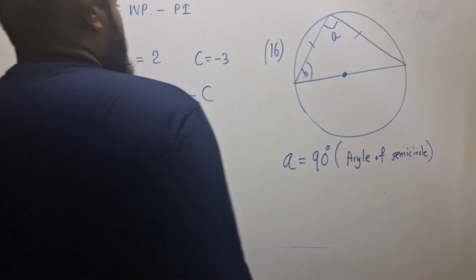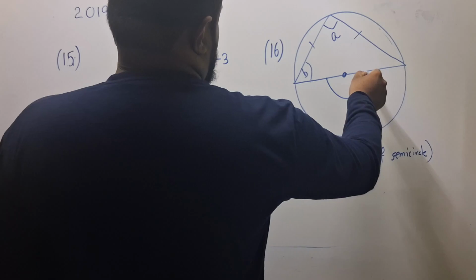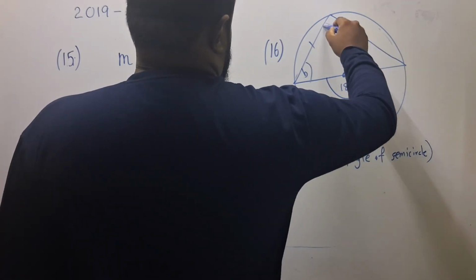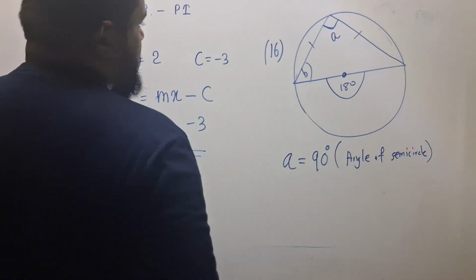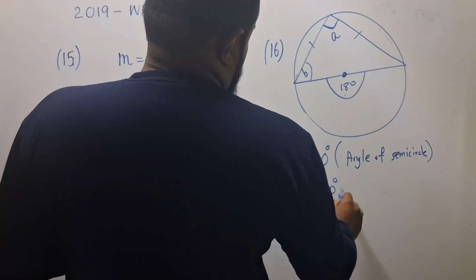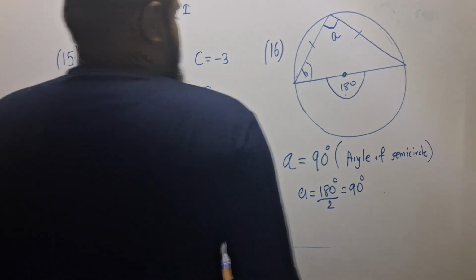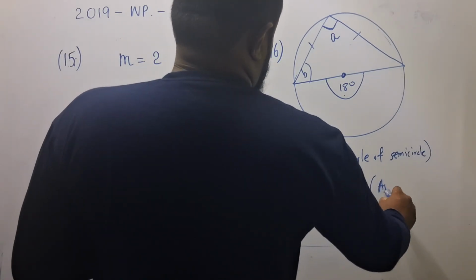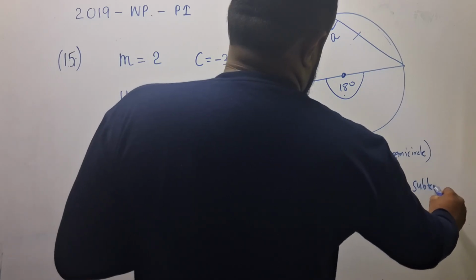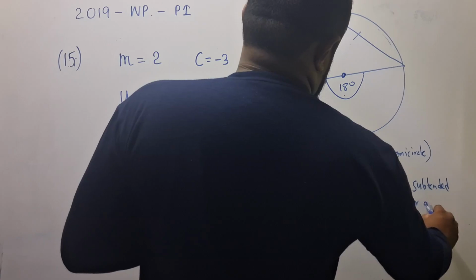If you don't like that theorem, you can use another theorem. What is that? The angle subtended at the center of the circle is twice the angle subtended at the other part of the circle. So if this is 180, A equals 180 divided by 2 equals 90 degrees. Then you can write angle subtended at the center and circle.